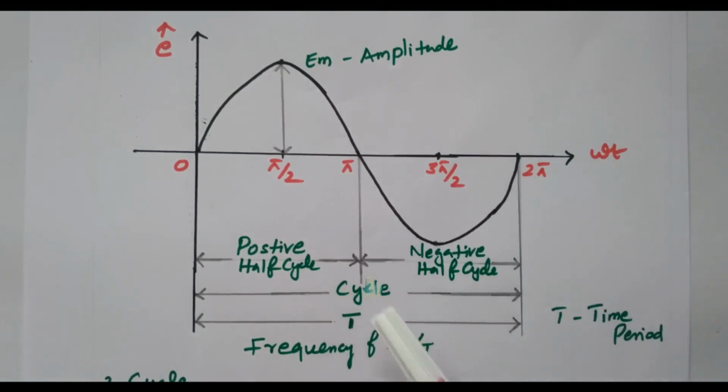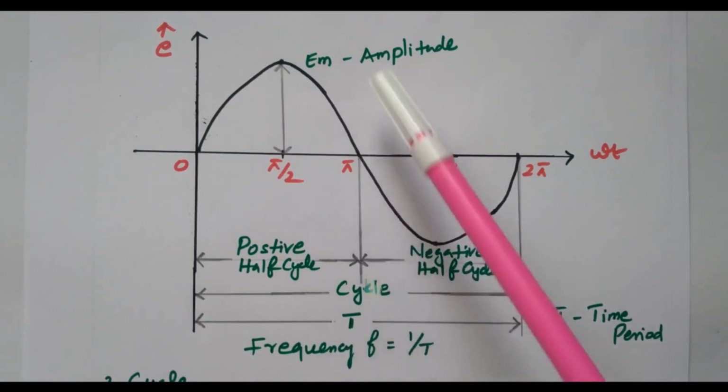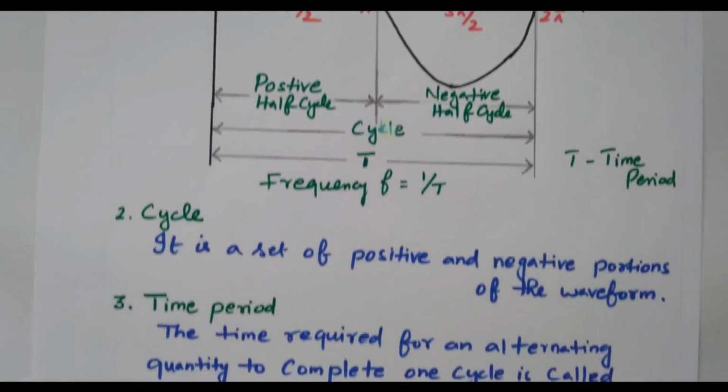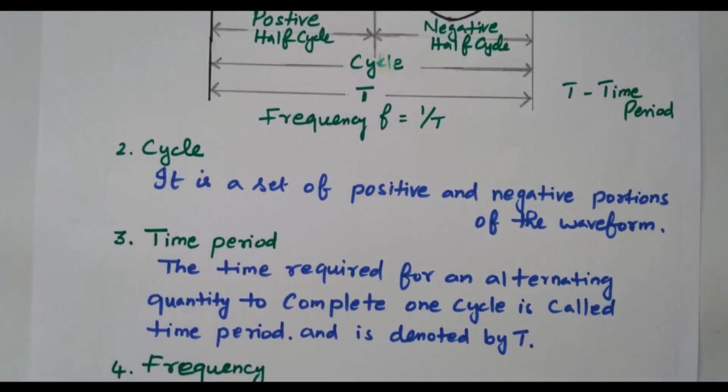Now we'll see this one by one. What is cycle, what is time period, what is frequency, what is meant by amplitude, everything we explained with the diagram. Now we'll see the definitions. Cycle is nothing but a set of positive and negative portions of the waveform. One cycle means completing one positive cycle as well as negative cycle.